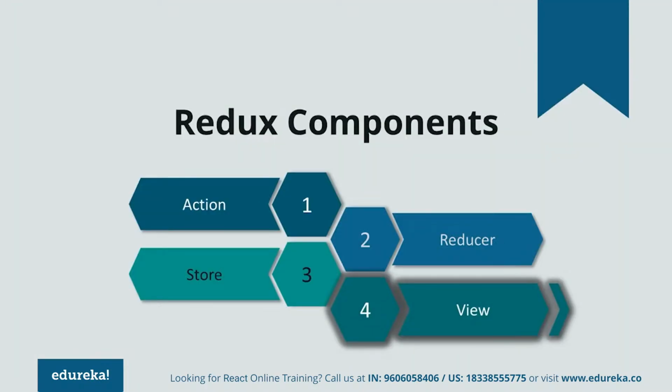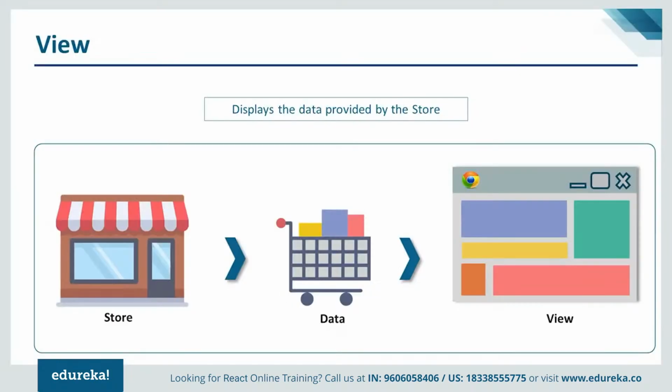Now the fourth and last component in Redux is the view. The view is nothing but what is displayed on the screen, the data or the view provided by the store. So this is the store, this is your data, and this is your browser screen or the application screen which is displayed to the user at the end. So the view displays the data which is provided by the store.